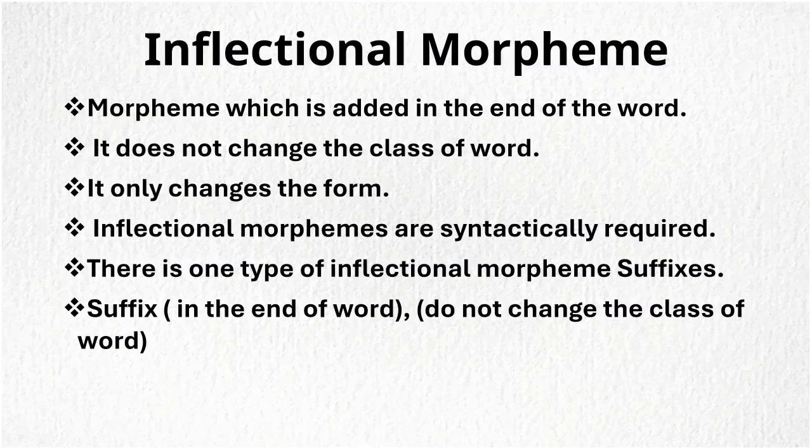Let's now focus on inflectional morphemes. These morphemes are always added at the end of a word. Unlike derivational morphemes, they do not change the grammatical class of the word. Instead, they add grammatical information such as number, tense, aspect, or degree. Inflectional morphemes are syntactically required, meaning they are necessary for sentences to be grammatically correct. Inflectional morphemes in English appear only as suffixes.